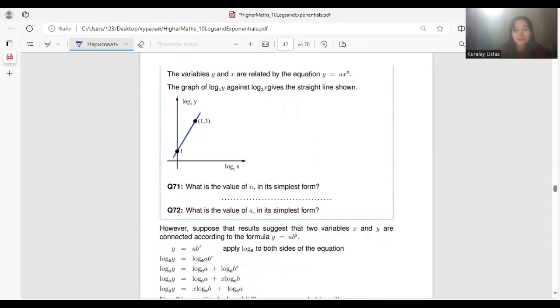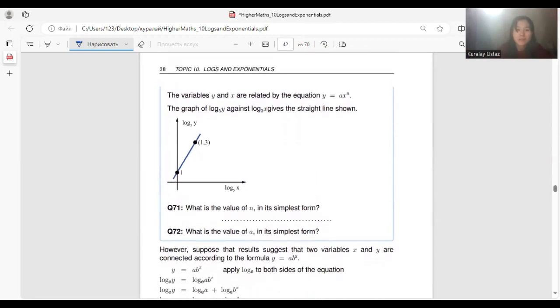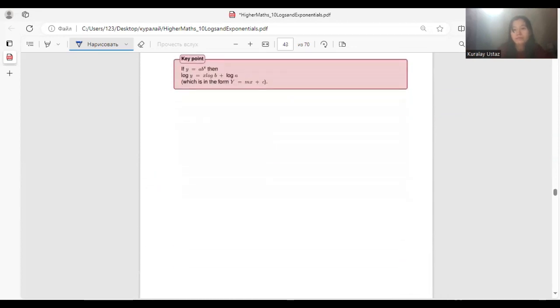Continue. Next question. That's also a similar thing. There are 2 points. You need to put in the coordinates and find the value of n and the value of a. So go to the next question.